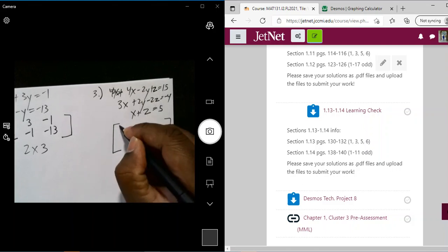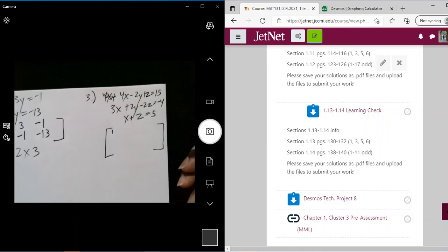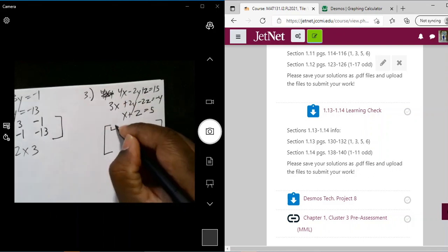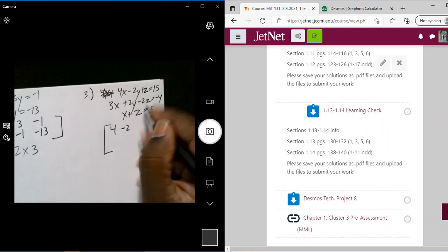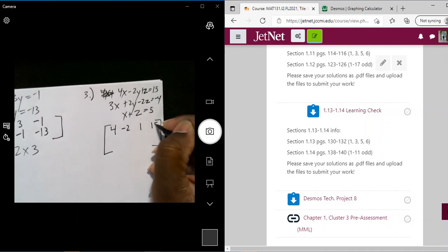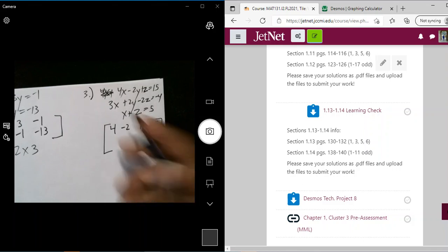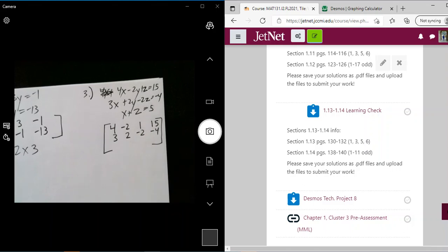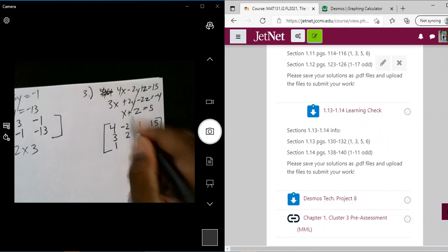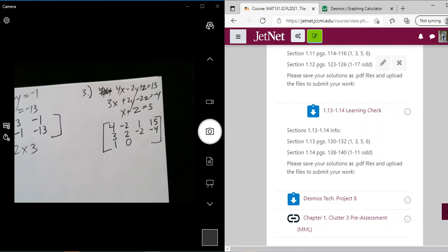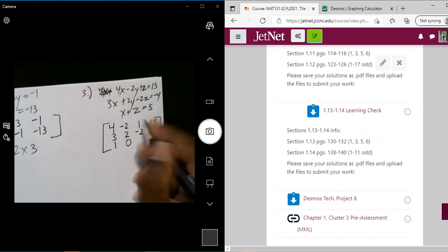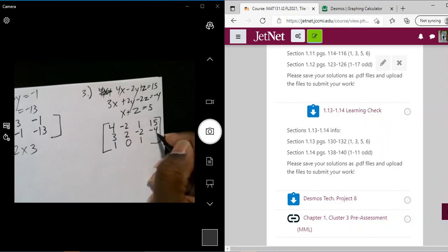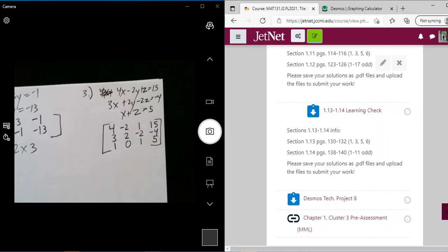So we'll take the coefficients, and remember they must be in the same order in order for you to write the proper matrix. So this would be 4, -2, coefficient of z is 1, equals 15. So 15 would be the last value. The second equation would be 3, 2, -2, and -4. And then finally here, we have 1, which is the coefficient of x. If you notice here, we don't have a y, so the coefficient of y would be 0. Then the coefficient of z would be 1, and the solution is 5. So that's how you write that matrix for problem number 3.